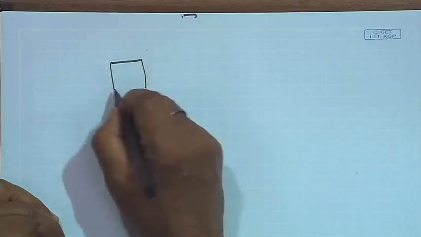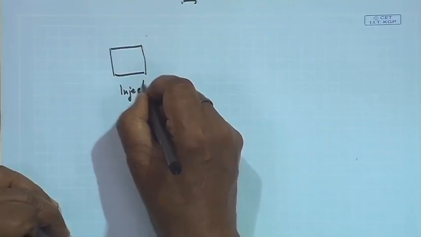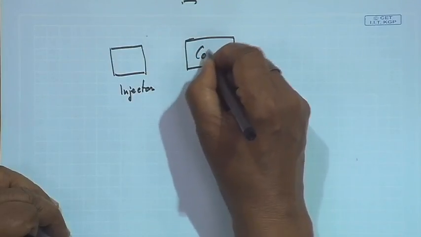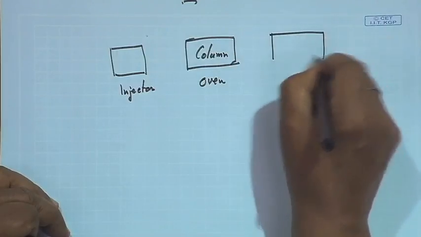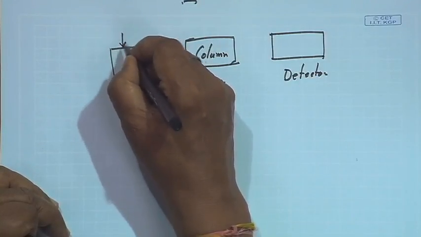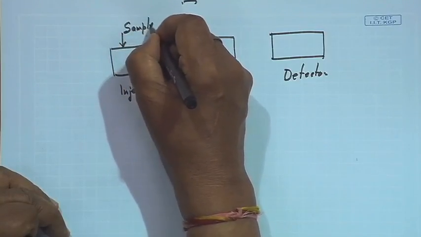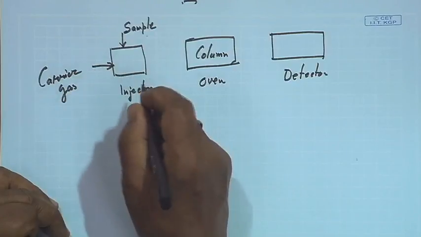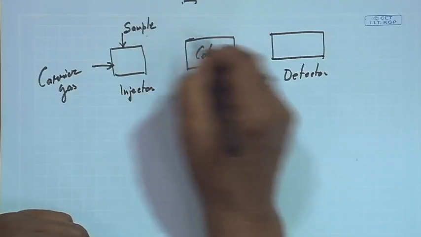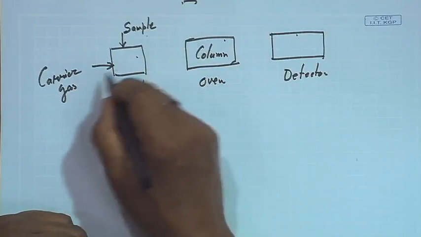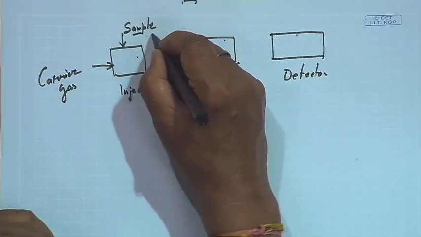So in gas chromatography, we have three different sections. One we call the injector, another we call the oven, where we have the column, and another is the detector. So what do we do here? We put a measured amount of sample with the help of a syringe, then here we put the carrier gas. Everywhere we can maintain the temperature; we have different temperature controls and heaters. Suppose the sample is liquid, for example.